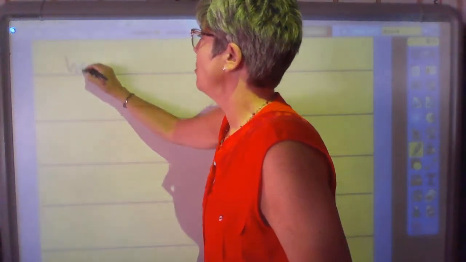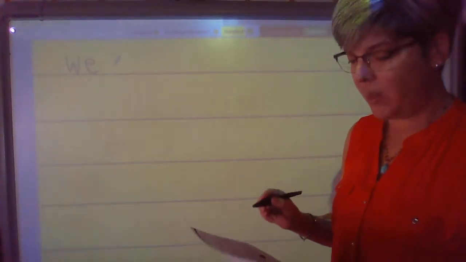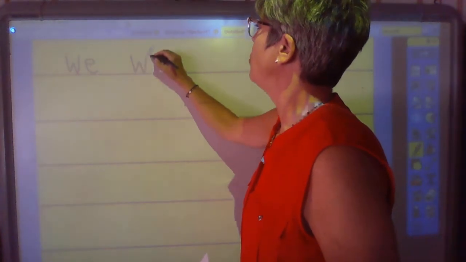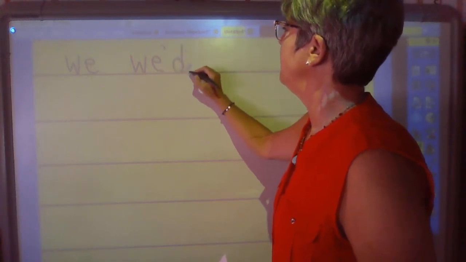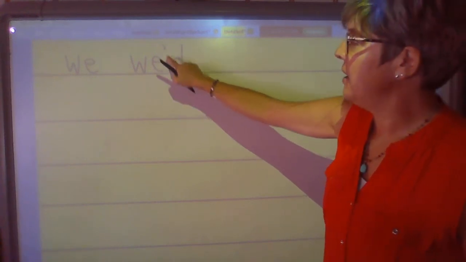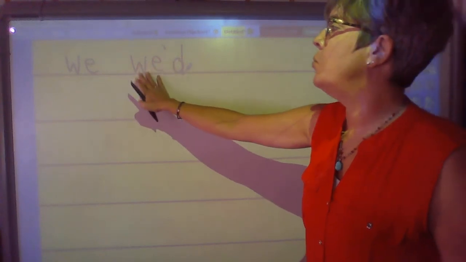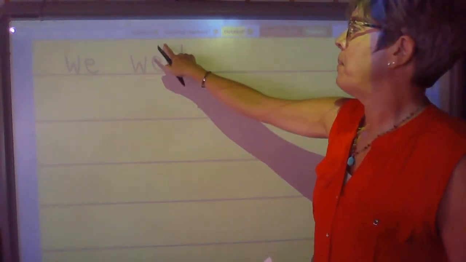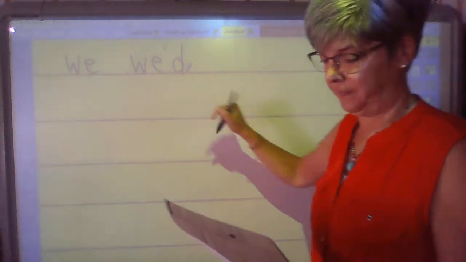Let's take a look. Sound wa, sound e. What's the word? We. Sound wa, sound e. Blend and hold. Weed. Weed. As you can see, this is a contraction, right? Here's our apostrophe. Weed is a contraction for we would. The apostrophe goes in place of all the letters that we dropped from the word would.